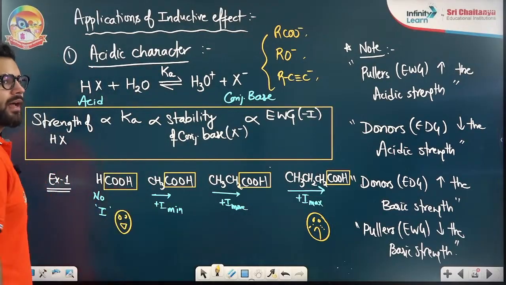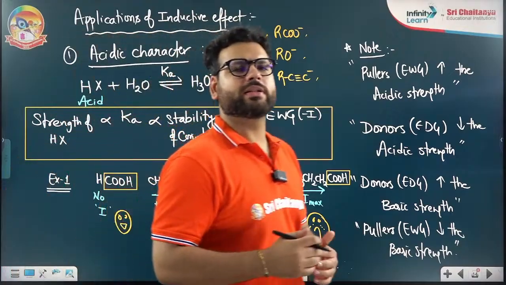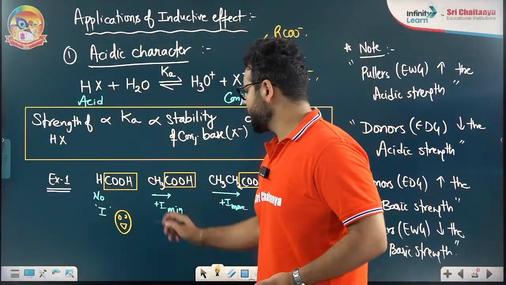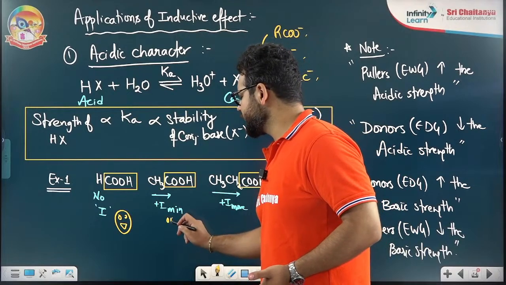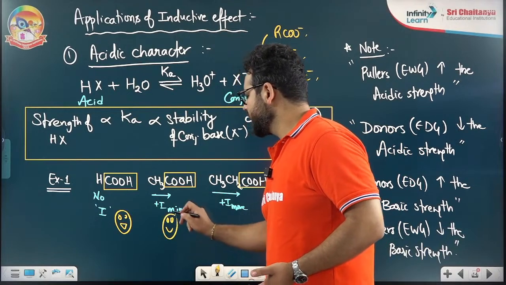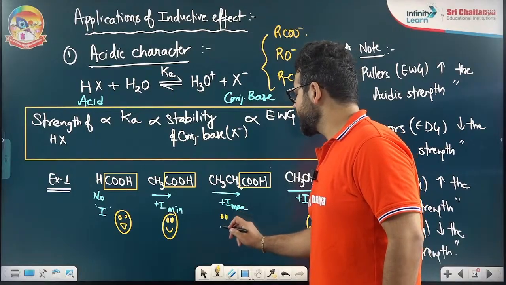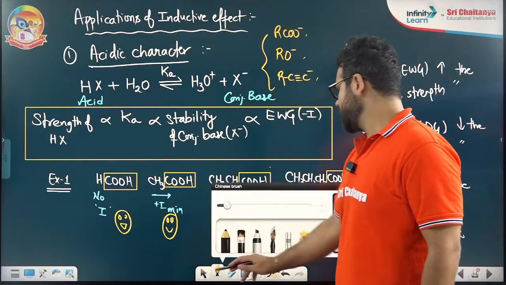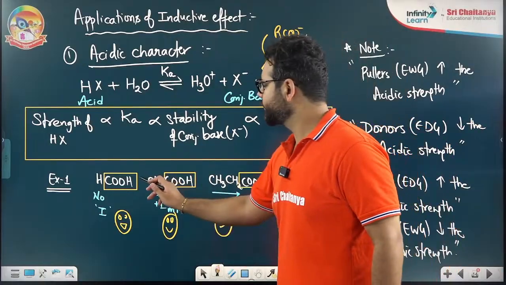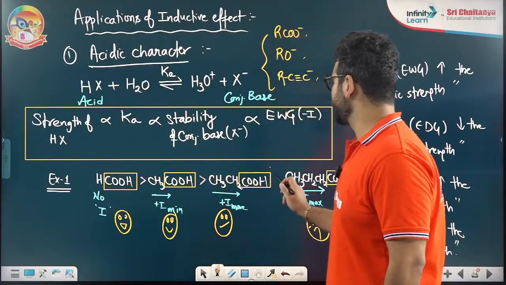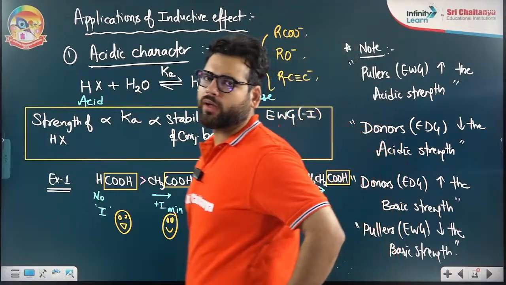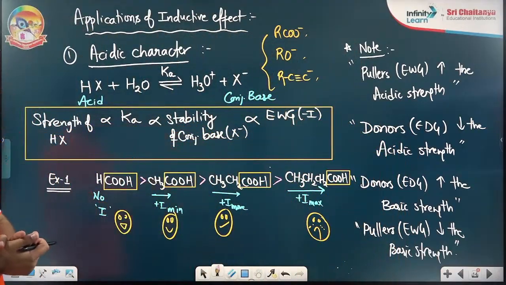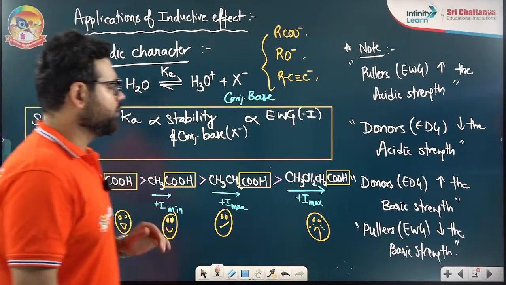As the number of carbons increases in the acid, you will see that its acidic strength keeps on decreasing. So formic acid is a better acid than acetic acid, which is also fine. Better than propanoic acid, which is not so good. Better than butanoic acid, which is the worst. So this is the order of acidic strength, or the order of Ka will also be the same. This is the one which we have to remember.